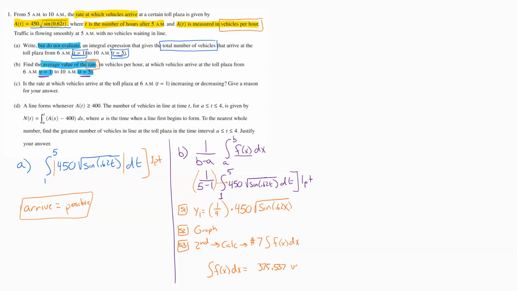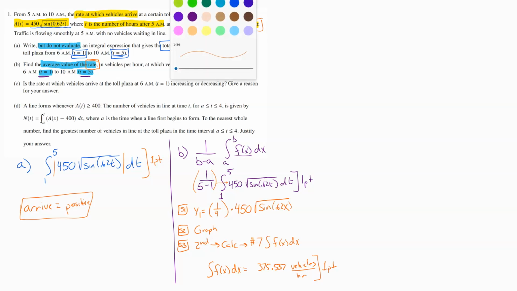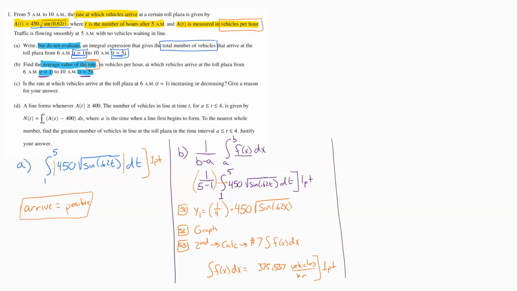So what we want here is vehicles per hour. And that's going to be our answer for part B, and that right there is the second point that you can earn on this question. So there's part B. And now we're going to head over and hit up part C.